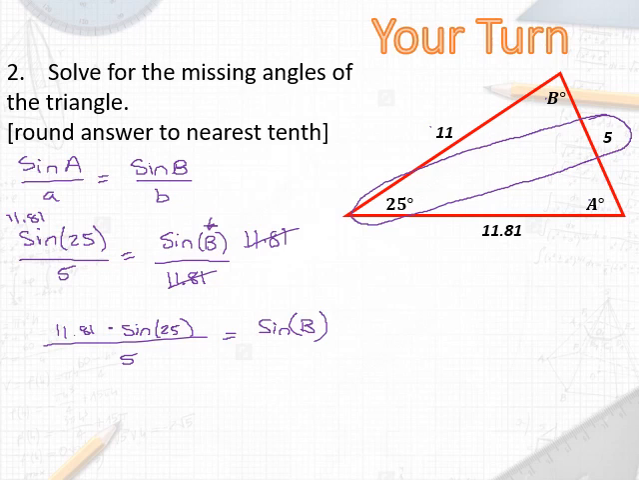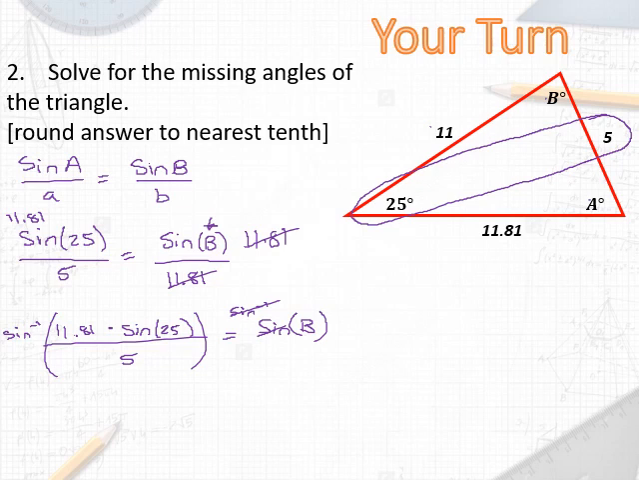Remember how to get an angle on its own? You're going to multiply by the inverse function. So sine inverse of sine cancels out, and we're left with just B. So B is equal to sine inverse of 11.81 times sine 25 divided by 5. And notice that my parenthesis goes all the way around it. That whole side of the equation is inside of that sine inverse function.